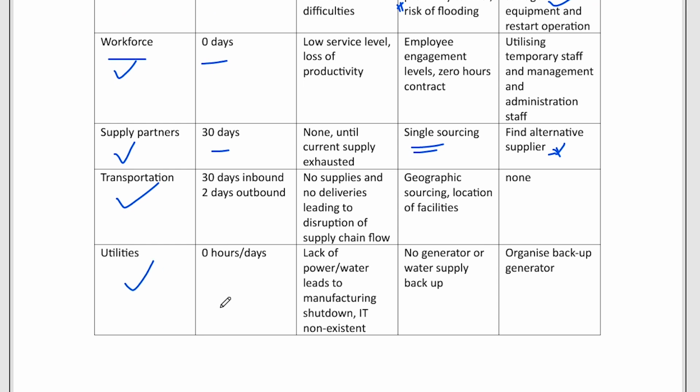And then, how long you can go without them. What will happen, okay? What are you going to suffer from? What makes you vulnerable, like in the case of utilities, the fact that you don't have a generator, or you're not going to have water supply. And so you just have to organize for those ones to be available.